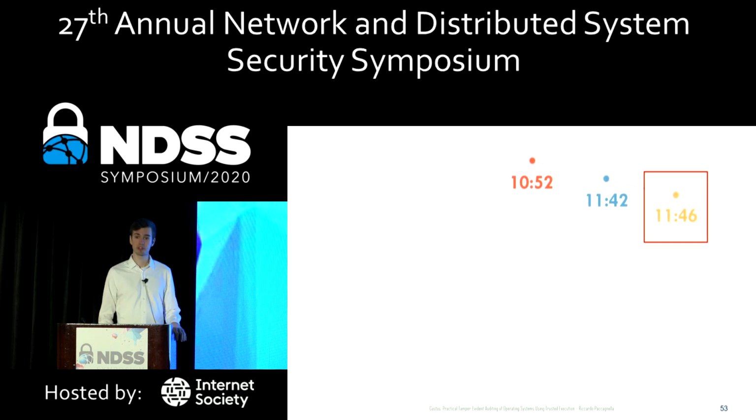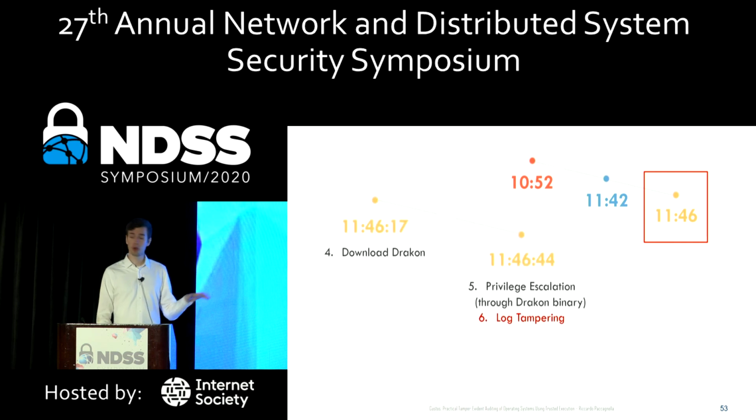So the last step of the attack was really to download Dracon, which is an exploit for privilege escalation, and then use Dracon to achieve root access. And immediately after root access, what we did in this attack is that we ran this Dracon binary to achieve log tampering. Now, as I said earlier, in our auditing scheme, the goal that we have is to discover this type of behavior as quickly as possible.